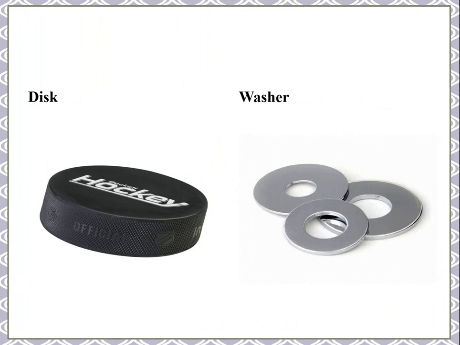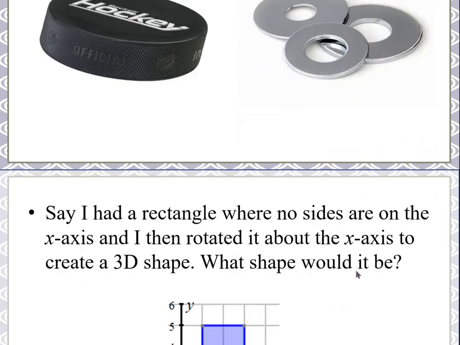Now, we talked about the disk method in the previous video, and remember when I said the disk method, I was talking about something that would look like a compact disk. And now we're going to be doing the washer method, and I don't mean a washing machine, folks. I mean one of these tiny little washer things that you could buy at the hardware store.